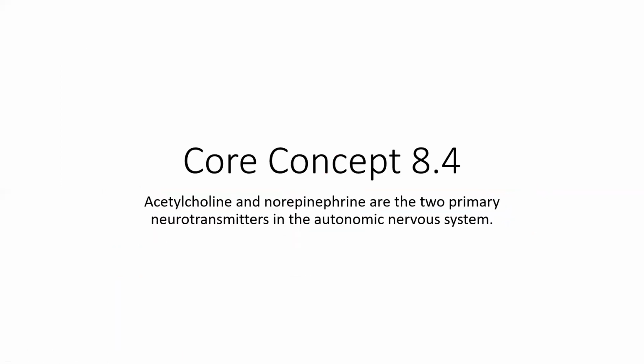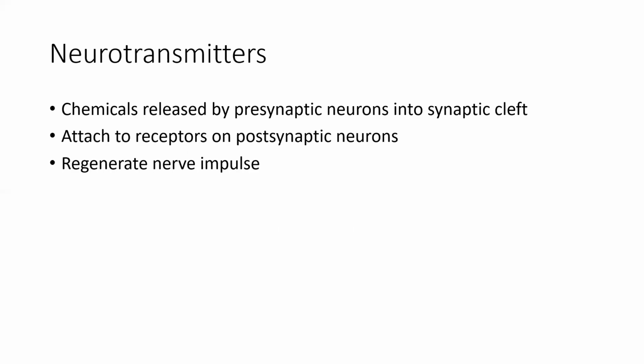Now, acetylcholine and norepinephrine. They are the two primary neurotransmitters in the autonomic nervous system. Now, what are neurotransmitters? Neuro means nervous system. Transmitters means which transmit the information from one part to another part of the body. So there are some neurotransmitters in the body, like acetylcholine and norepinephrine. There are others as well. Some are the happy neurotransmitters, which change our mood to happy. Some are sad, they make our mood sad.